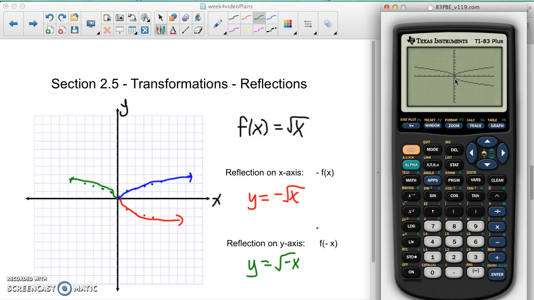So the two reflections that you're going to have are a horizontal reflection along the x-axis. That happens when you put the negative on the outside of the function. And when you put it on the inside of the function, it's going to reflect on the y-axis, or a vertical reflection.